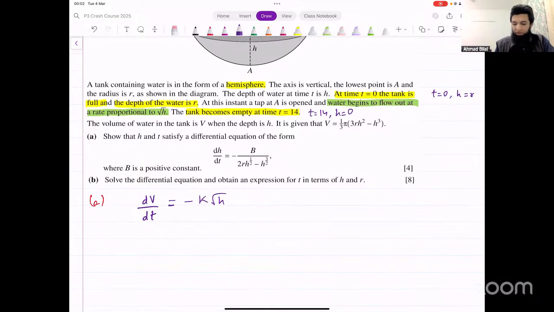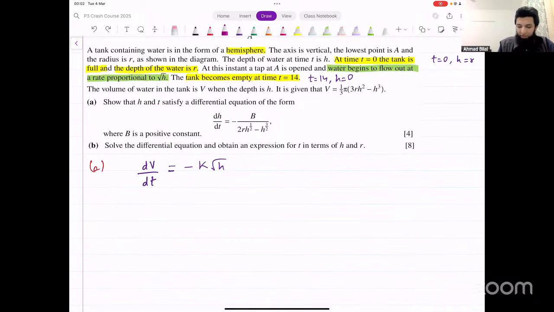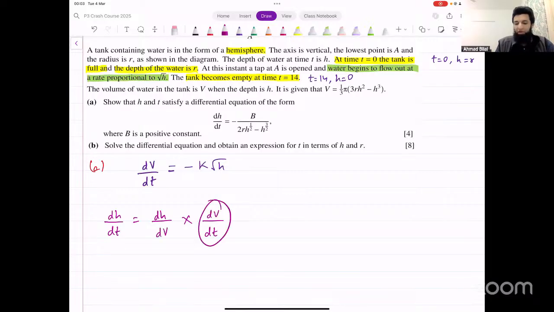But what they want us to prove is dh over dt equal to this. How do you go from dV over dt to dh over dt? We have to use chain rule for this. What's the chain going to be like? dh over dt would equal product of two fractions. In the first fraction, you have dh as the numerator. In the second fraction, you have dt as the denominator. And in these places, you have the third variable, which in this case is V. So we have dV here and dV here. dV over dt, we know that's minus k into square root of h. So we can input that here in place of this.